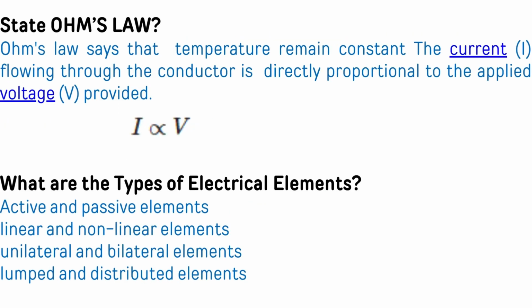State Ohm's law. Ohm's law states that, temperature remaining constant, the current flowing through a conductor is directly proportional to the applied voltage. I is directly proportional to V. The different types of electrical elements are: active and passive elements, linear and non-linear elements, unilateral and bilateral elements, and lumped and distributed elements.